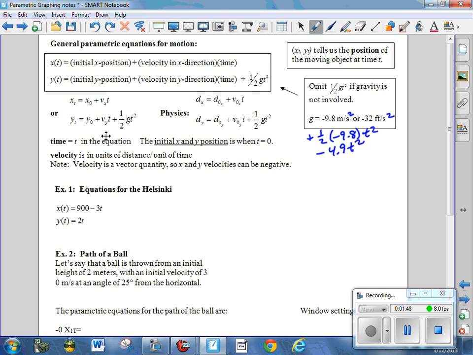So this is just showing the equations written as x sub t is x sub 0, the initial position, plus v sub x times t, velocity in the x direction times time, and velocity in the y direction times time, and so forth. In physics, you looked at displacement in the x direction equals initial displacement in the x direction plus initial velocity in the x direction times time. When you put sub 0, it just means initial. So that's what these variables are telling you.